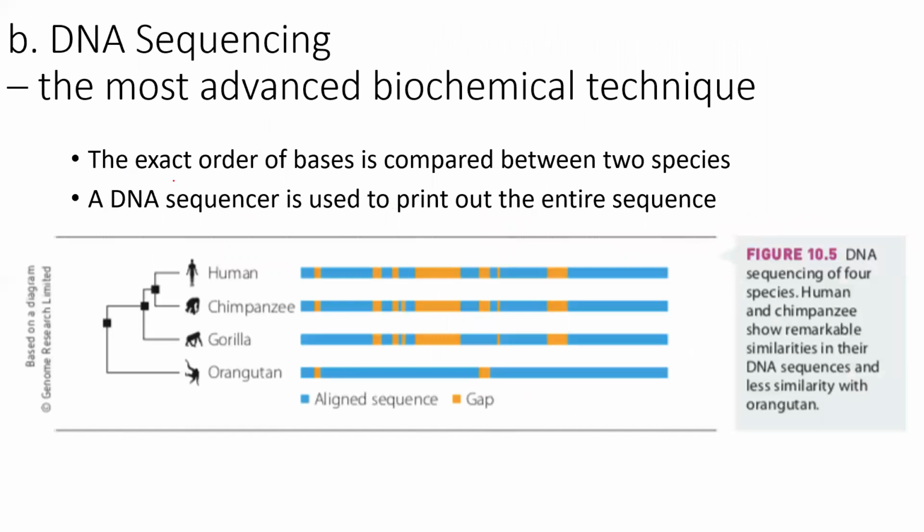DNA is the most advanced technique, where the exact order of bases is compared. Okay, we use a DNA sequencer for this. So again, if we looked at DNA, our DNA is most similar to chimpanzees of any other animal species, if we compare it. Look at the gaps, look at that, that's similar.